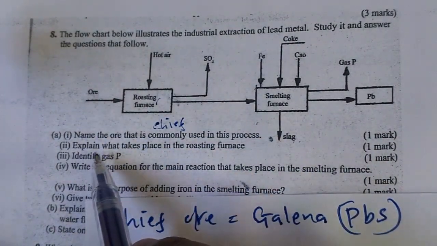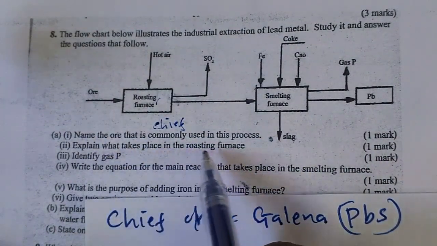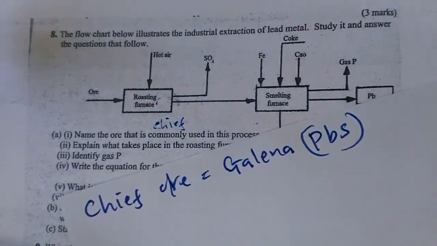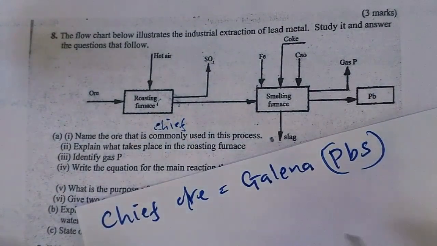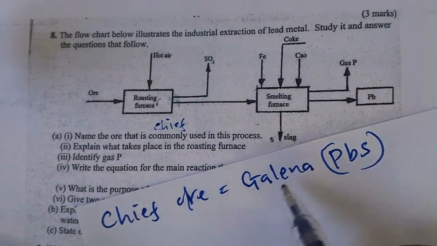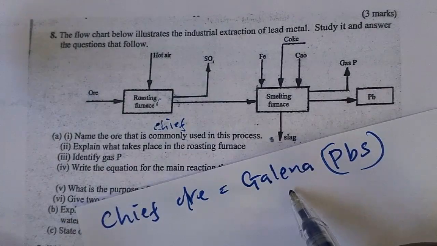Explain what takes place in the roasting furnace. What happens in the roasting furnace? In the roasting furnace, some of the lead sulfide, that is the galena, not all, is converted into lead oxide, and sulfur oxide is given out.